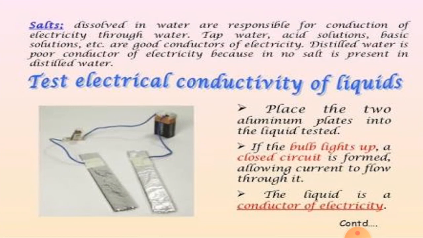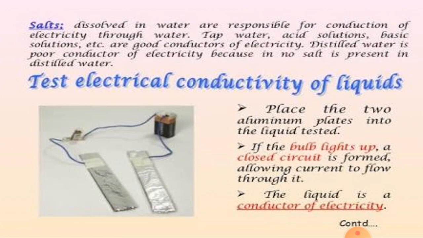Tap water, acid solution and basic solution are all good conductors of electricity because they have some amount of salt dissolved in them. But distilled water is a poor conductor of electricity because it does not contain any kind of salt, and we are able to make it conducting by dissolving some amount of salt into the distilled water.